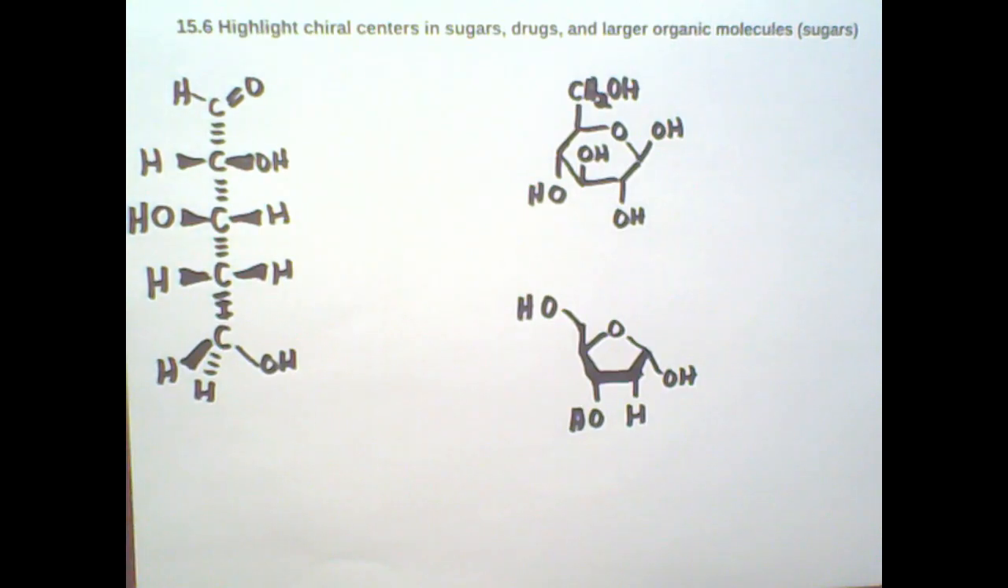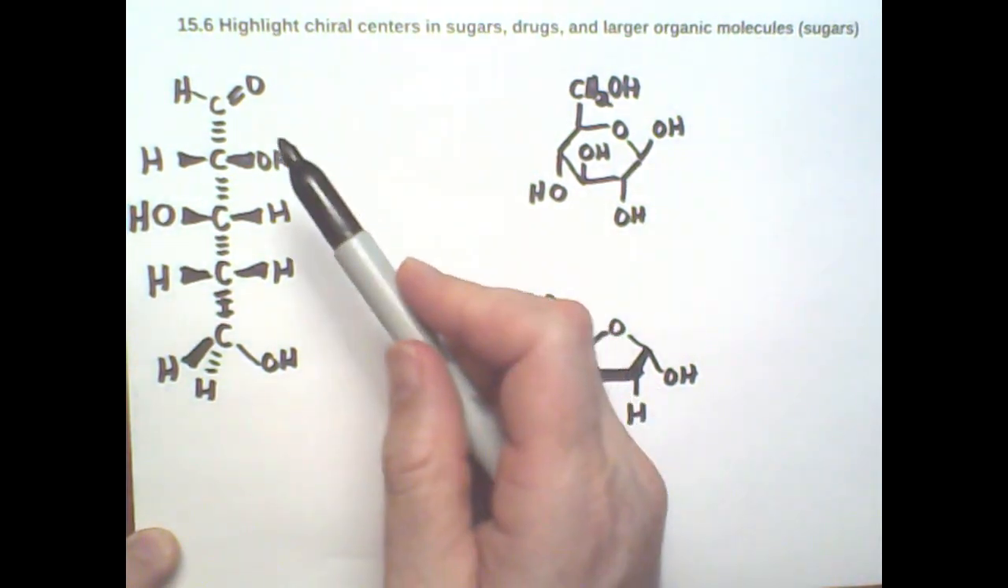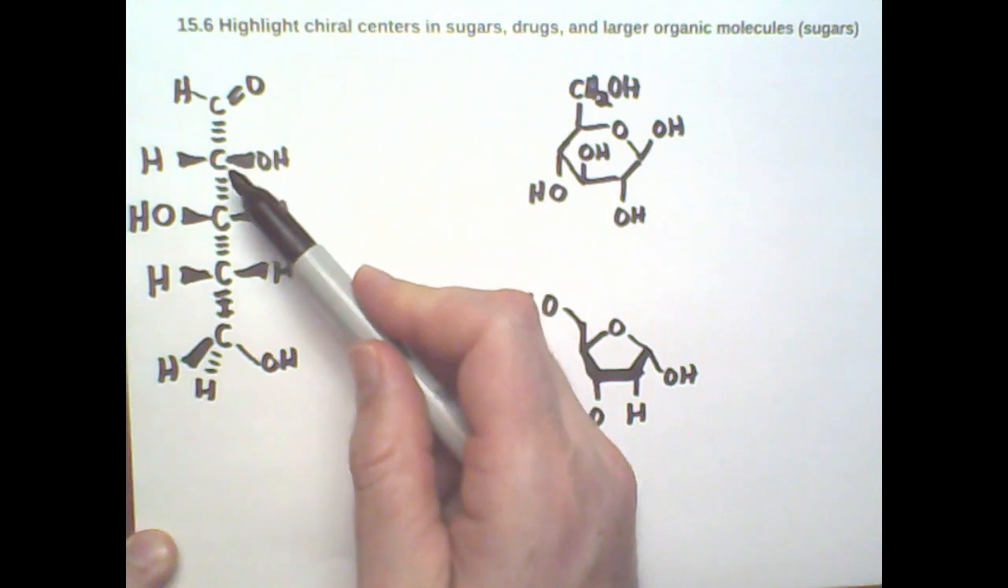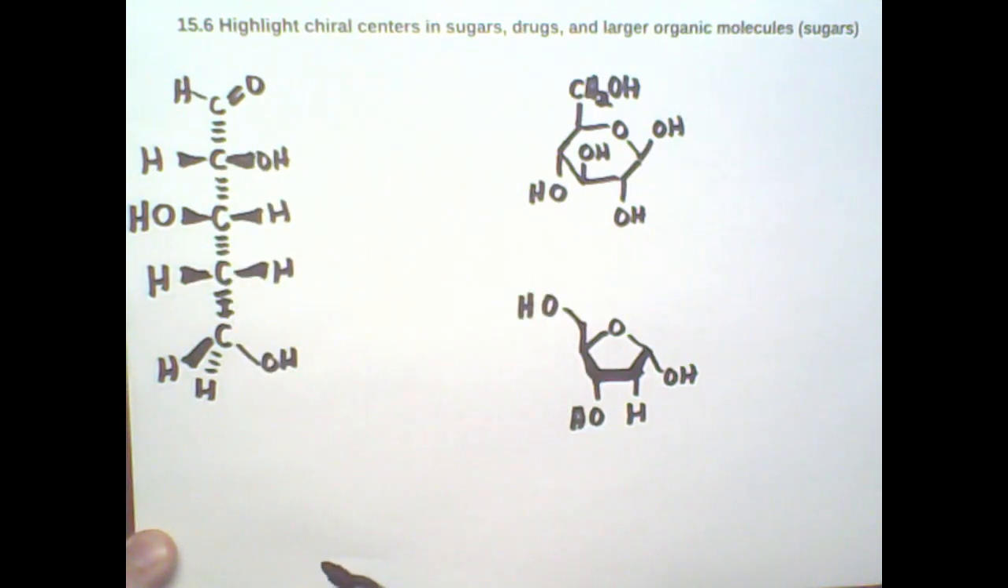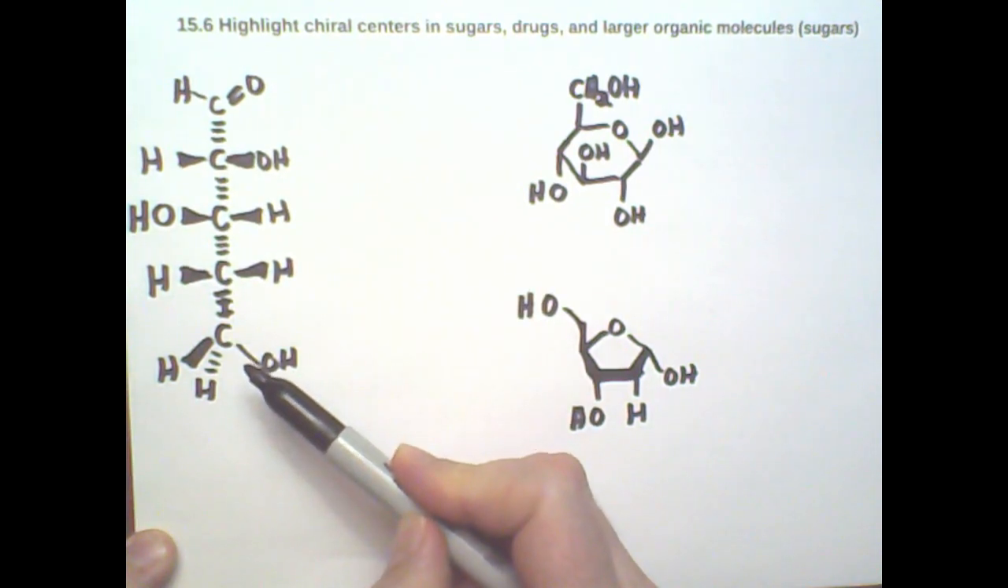This is the first of two videos for this objective. We are going to highlight chiral centers in sugars, drugs, and larger organic molecules. So in this one, we're going to look at sugars. I've drawn a 5 carbon sugar here on the left.